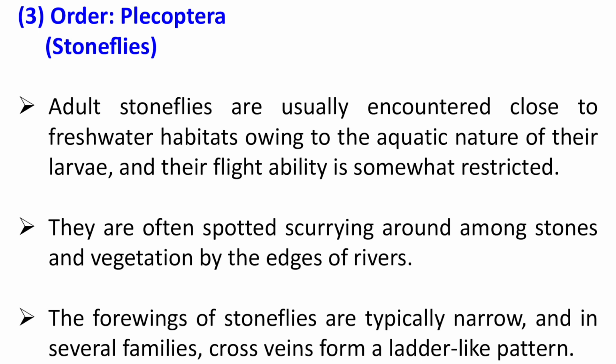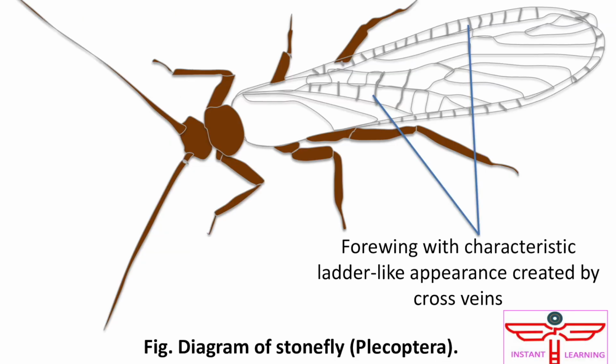Order: Plecoptera. The stoneflies. Adult stoneflies are usually encountered close to freshwater habitats owing to the aquatic nature of their larvae, and their flight ability is somewhat restricted. They are often spotted scurrying around among stones and vegetation by the edges of rivers. The forewings of stoneflies are typically narrow, and in several families, cross veins form a ladder-like pattern.